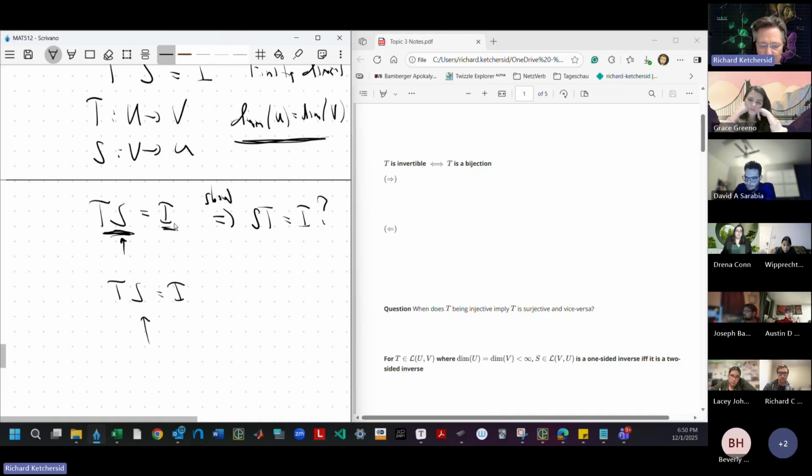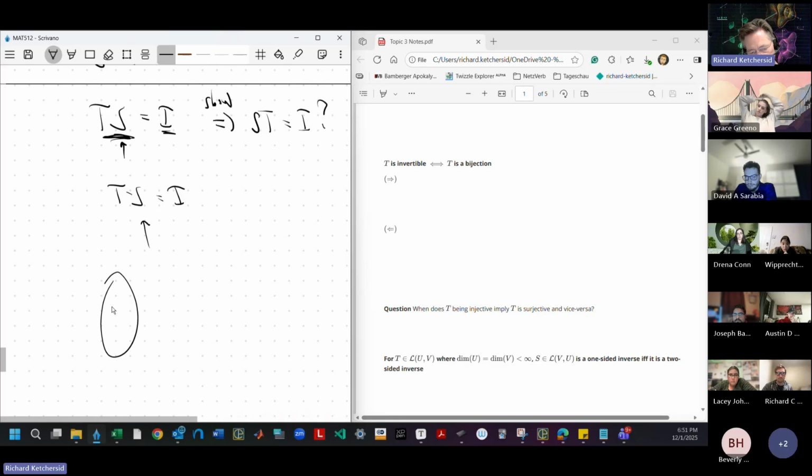Now it's a composite function. So what part of that goes down to S? Can S fail to be injective? I mean, if S maps two things to the same thing, that would be what it means to fail to be injective, right? Then so would TS, right?